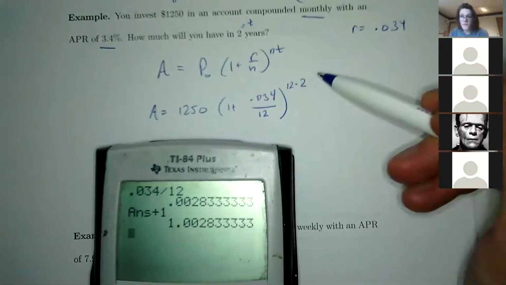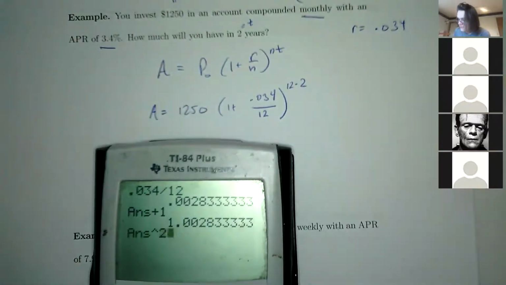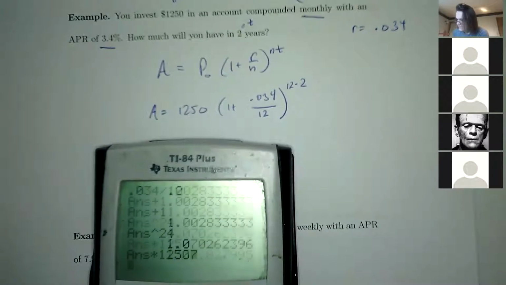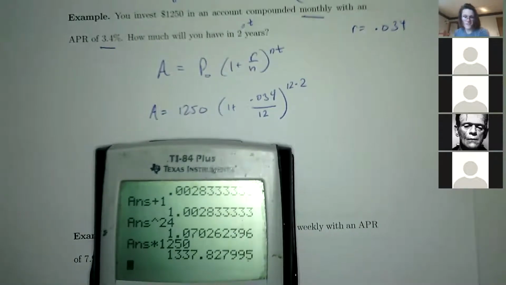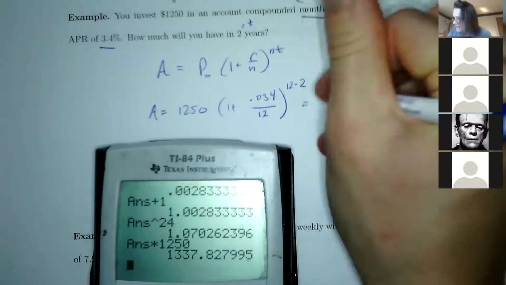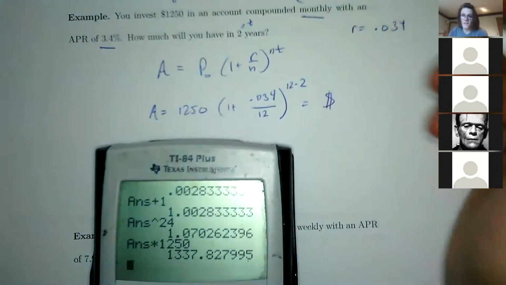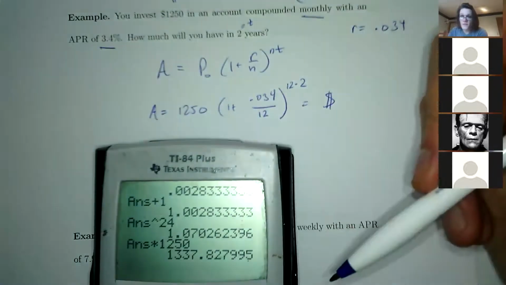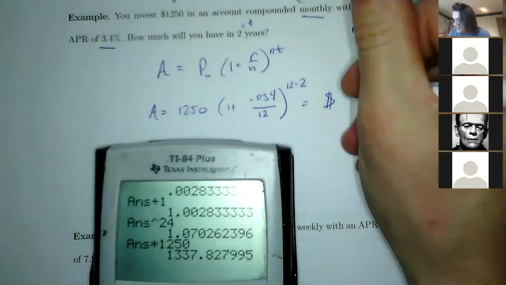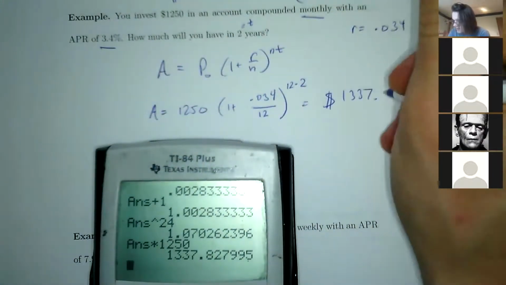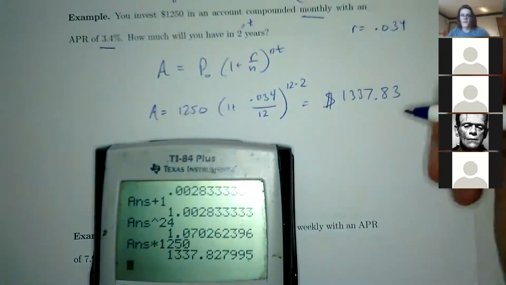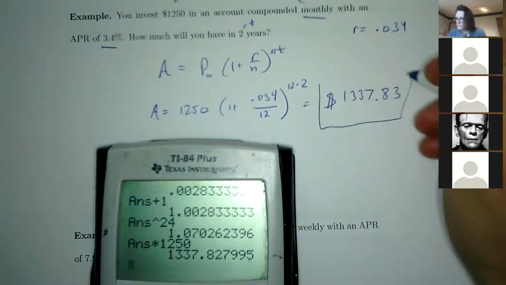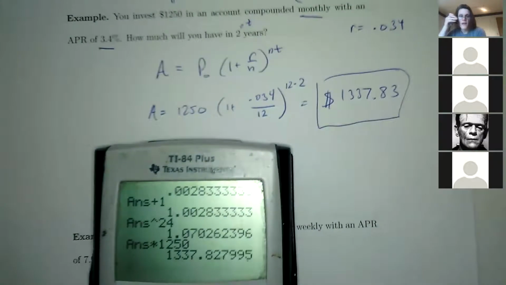Now 12 times 2 is 24. So I'll raise it to the 24th power. And then multiply it by the principal, 1250. So that's what I get, about 1,337. And we're in dollars right now. All this will be money related. So when you're rounding, generally we round to the nearest cent. So it's $1,337.83. Sorry. Any questions?